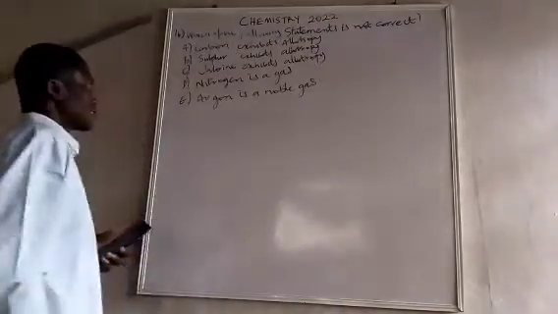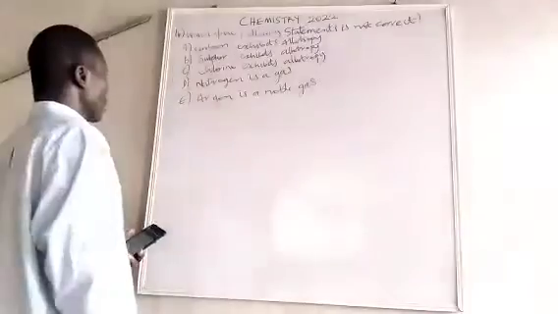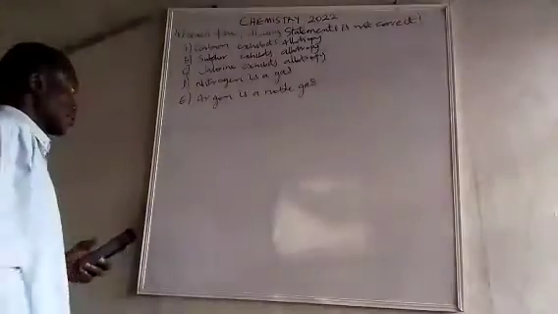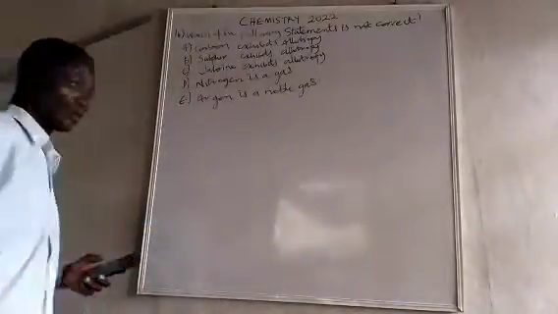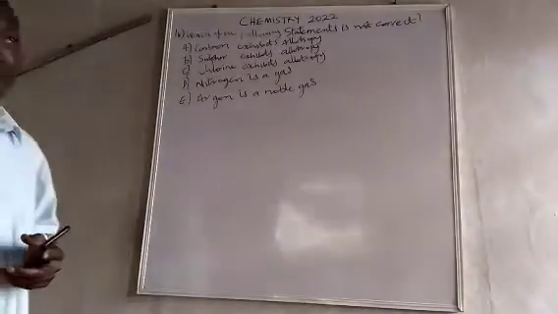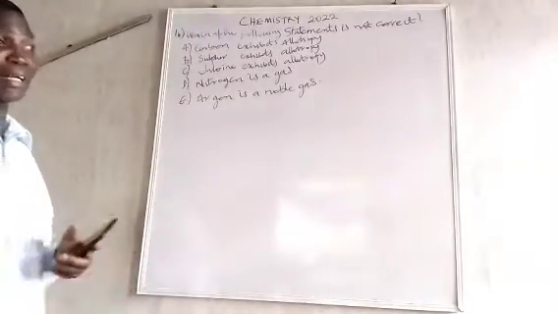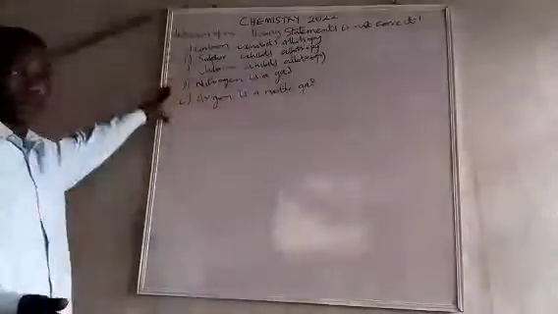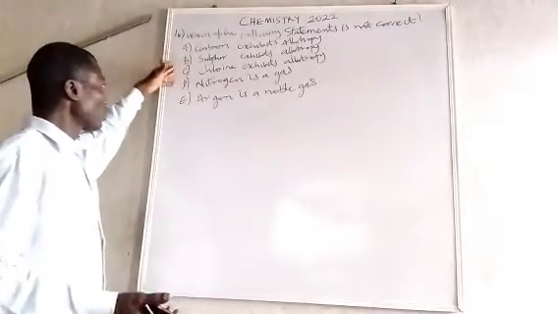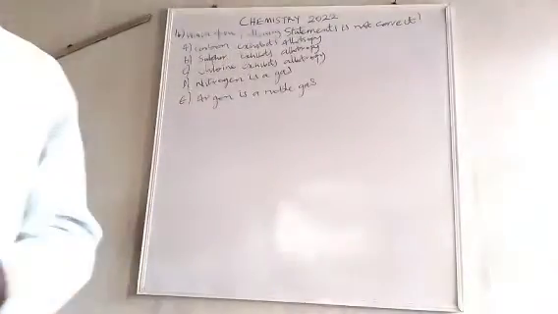Which of the following statements is not correct? A, carbon exhibits allotropy. B, sulfur exhibits allotropy. C, chlorine exhibits allotropy. D, nitrogen is a gas. E, argon is a noble gas. The answer is C. Chlorine does not exhibit allotropy. You can only have isotopes of chlorine. And meanwhile, chlorine is a gas, so you cannot attach any shape to chlorine. So for you to understand this, you have to read about carbon, sulfur, nitrogen, chlorine, and argon. That is their properties.